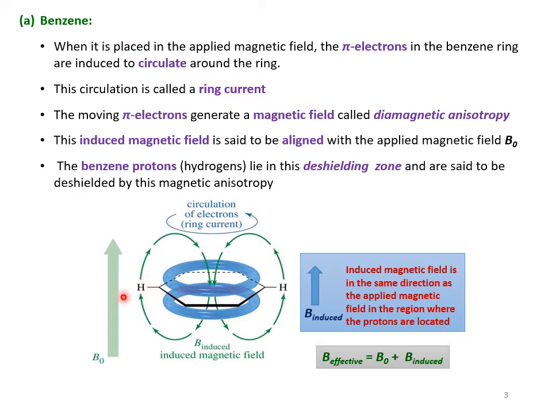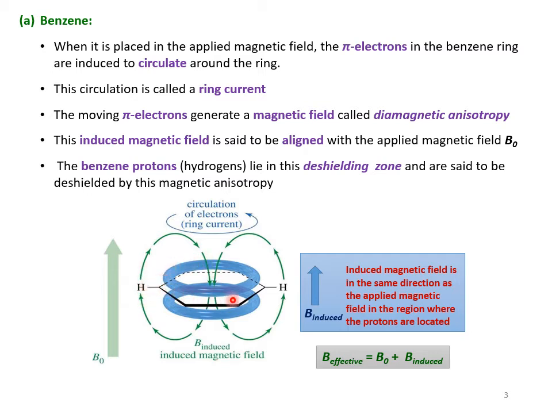Because of this, the protons of the benzene ring experience a greater magnetic field, as a result of which they show resonance at higher delta values. So this cannot be explained only on the basis of hybridization. The higher delta values of benzene can be explained on the basis of diamagnetic anisotropy. Hence the benzene protons show higher delta values in the range of 7 to 8 ppm due to this magnetic anisotropy.